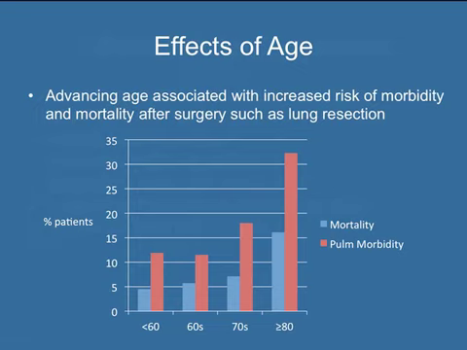The relationship of age to pulmonary morbidity and operative mortality after major lung resection is illustrated in this graph of unpublished data. Similar relationships are evident for other major organs and operations like esophagectomy.